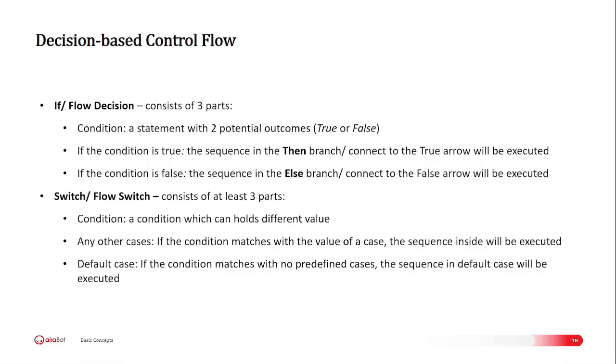Next, we have the switch and the flow switch. This is a bit more versatile. It's like asking a question with multiple possible answers. You start with the conditions. It could be something like, what is the payment method? If the condition matches one of the predefined cases, say it will be credit card or PayPal, the workflow will execute the step for that specific case.